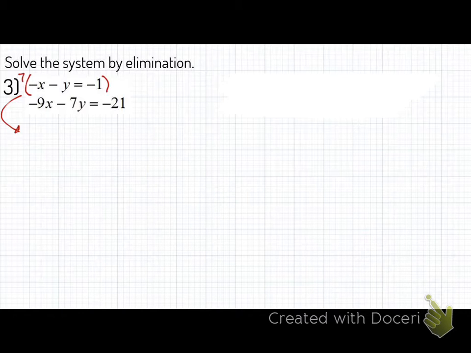Can you multiply by a negative number? Absolutely. You just have to add or subtract correctly. Yes, sir? It doesn't matter what you pick. It could be 7 or negative 7. These are good questions. What matters is when you eliminate. So I'm going to use 7. If you want to use negative 7, that's fine. So I'm going to multiply this by 7. And I get negative 7x minus 7y.